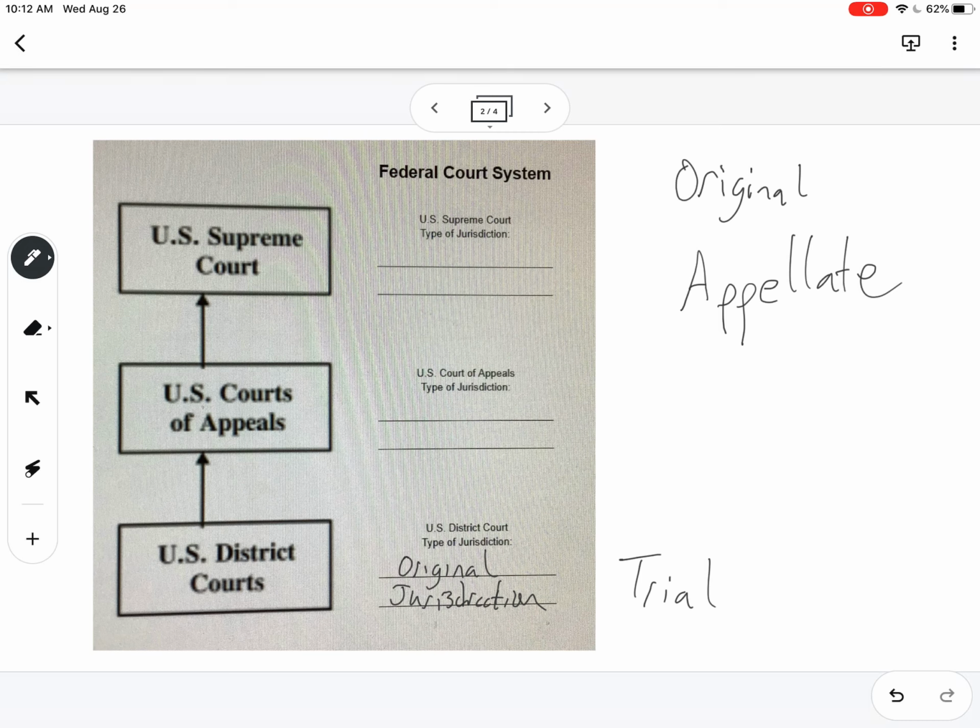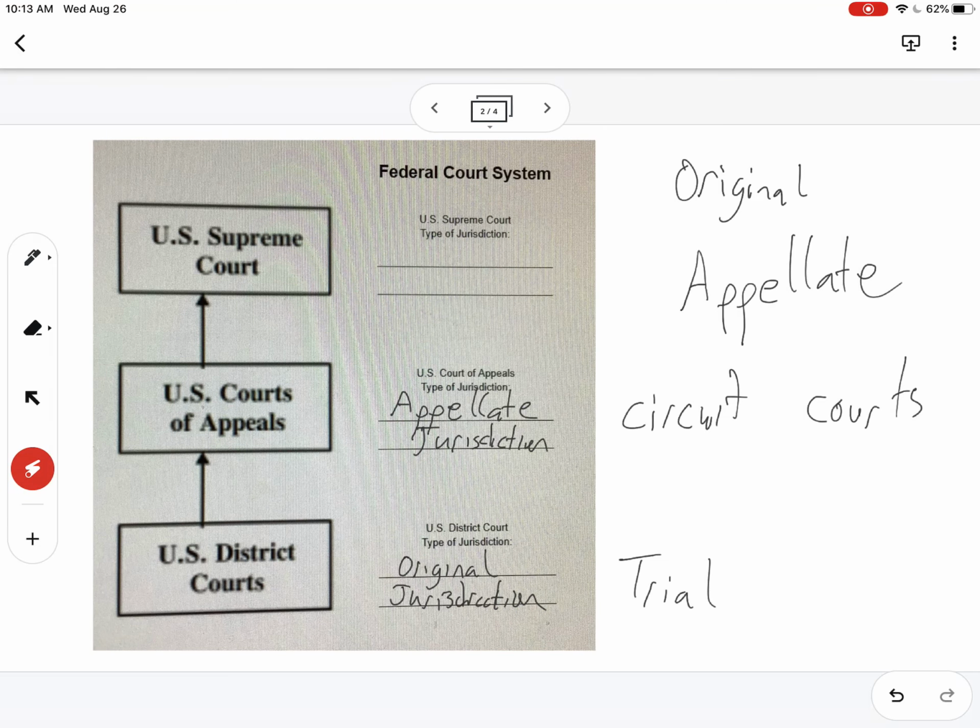Next up is the appeals court. And like their name implies, they have appellate jurisdiction, which means they can hear any appeals from a trial court, like the district court. Now, the interesting thing about this is the federal court system's trial courts are called district courts. Their appeals courts are actually called circuit courts. So if you ever hear anyone talk about a circuit court, they're actually talking about the federal appeals court.